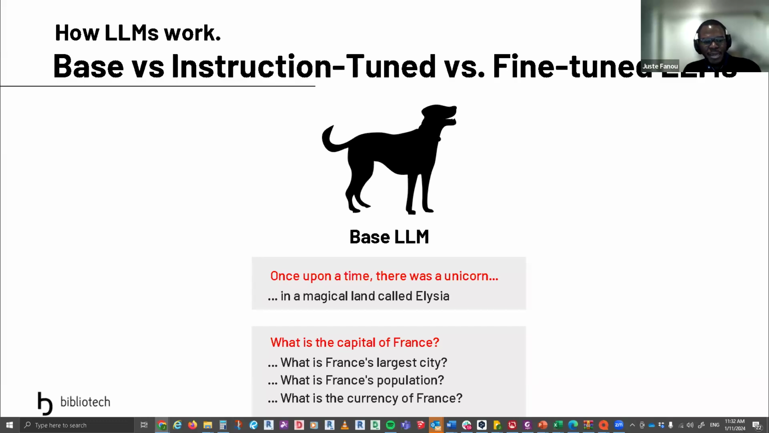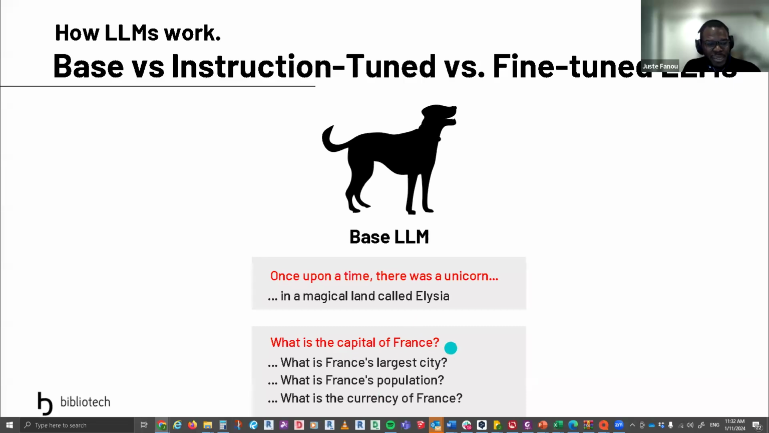What it does is just try to complete sentences or give you similar sounding things. If you gave a base LLM a sentence like, once upon a time there was a unicorn, it will just continue that sentence no matter what instruction you gave it, and say something like, in a magical land called Eliza, and then the unicorn grew up to live happily ever after, because it's seen text about unicorns and it's seen context that unicorns are usually associated with fairy tales.